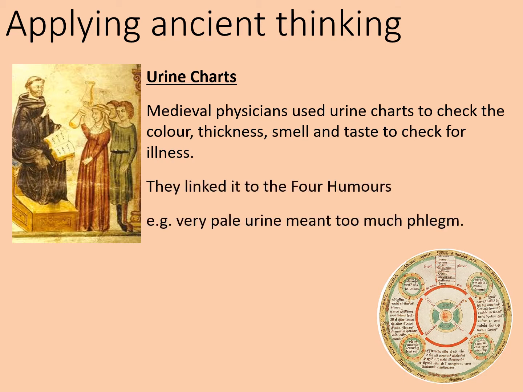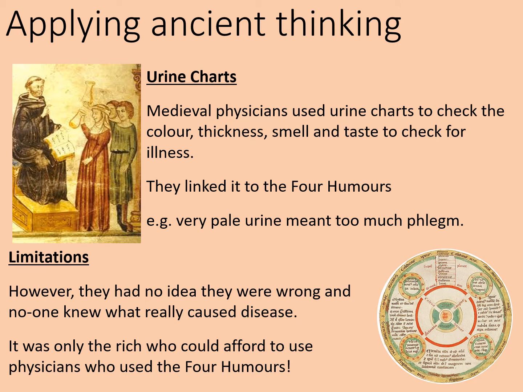For example, very pale urine meant that there might be too much phlegm in that person's body and that needed to be rebalanced. However, there are significant limitations to this. They had no idea that they were wrong, and no one at this time really knew what caused the majority of disease. It was only the rich who could afford to use physicians, and they were the ones who were using the four humours. The thing is, when we're considering medieval ideas of what caused disease, we need to consider how accessible the different things were, and also where these ideas came from.